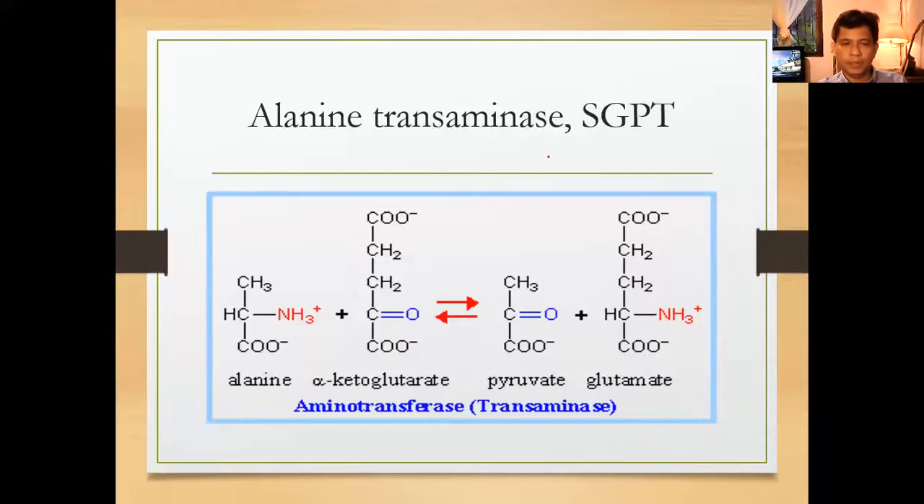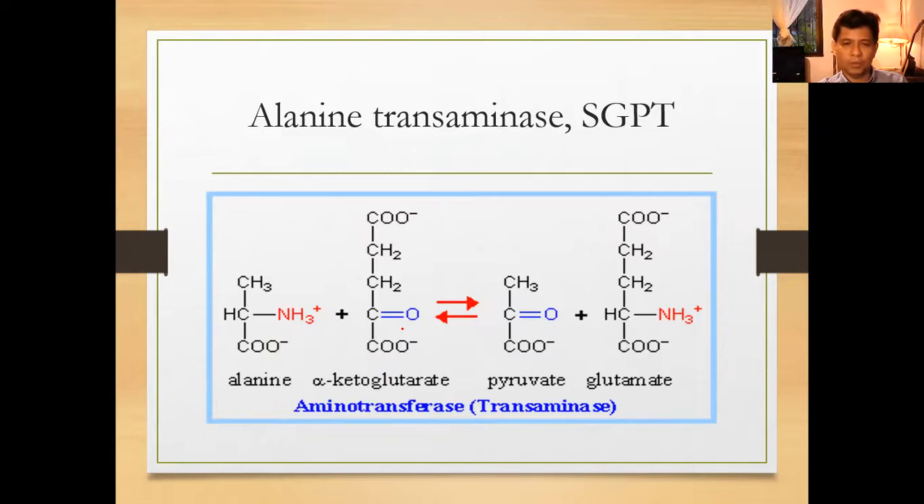Okay, so this is the reaction for the alanine transaminase or SGPT. This is your SGPT enzyme. As you can see, we start with alanine, tapos yung ammonia na to, inilipat niya sa alpha ketoglutarate. Generally kasi ang nangyayari diyan, yung alanine, siya yung naghahakot ng ammonia from muscles. Dinadala niya sa liver, tapos nandoon yung enzyme na alanine transaminase. Ang ginagawa ng alanine transaminase, tina-transfer niya yung ammonia ng alanine papunta sa alpha ketoglutarate.